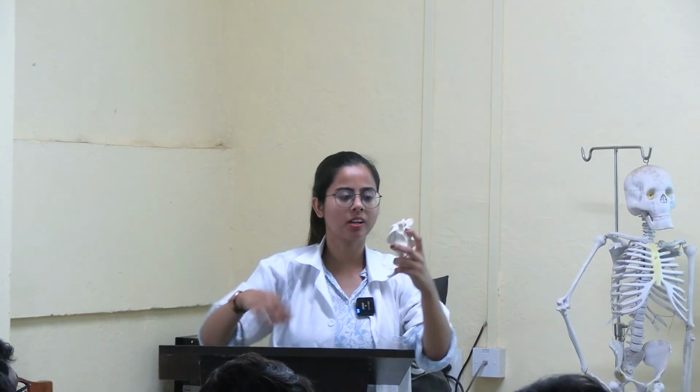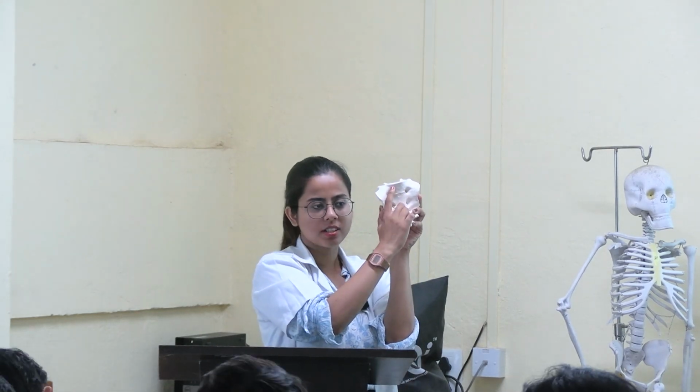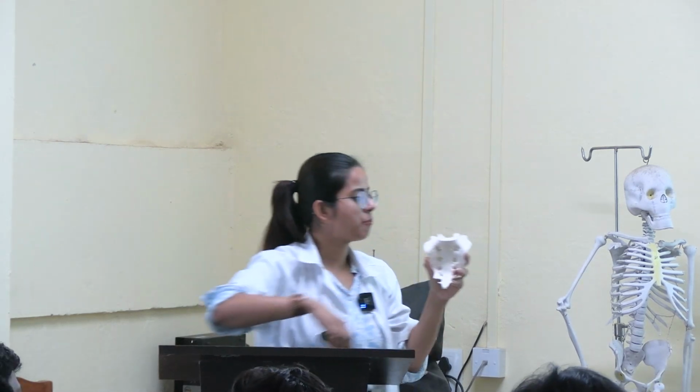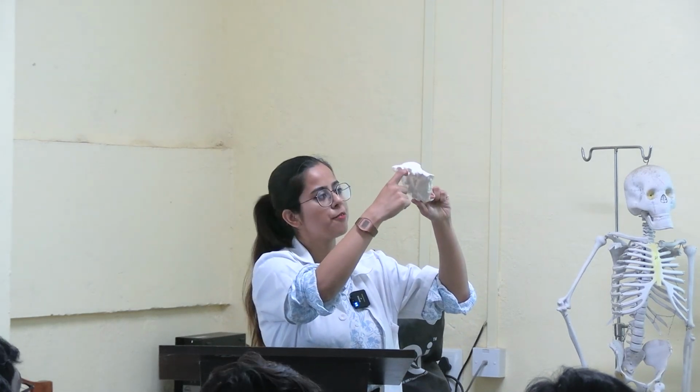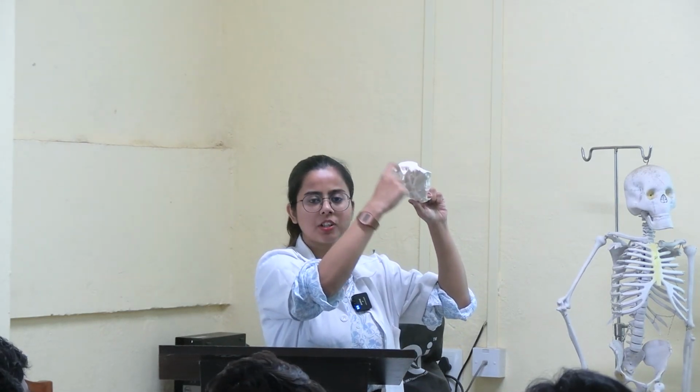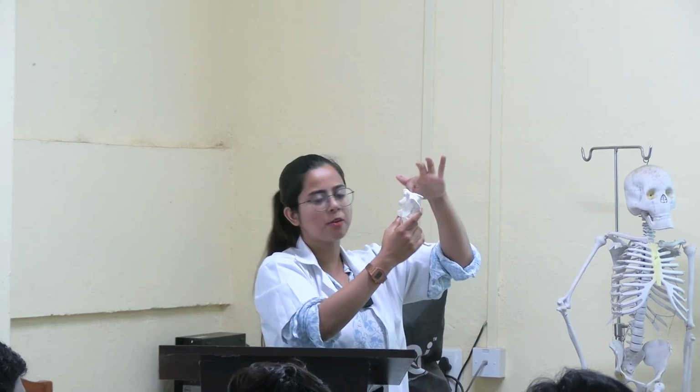Now this anterior margin of the body of the first sacral vertebra is called the sacral promontory. Clear? And posteriorly, this part will be hollow. This is the vertebral foramen, and it continues with the sacral canal. Actually the vertebral foramina of all the 5 sacral vertebrae will superimpose with each other and form the sacral canal.